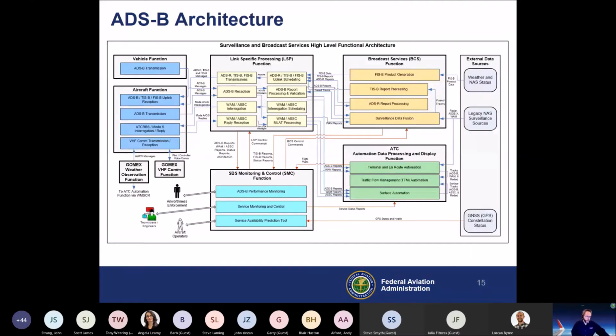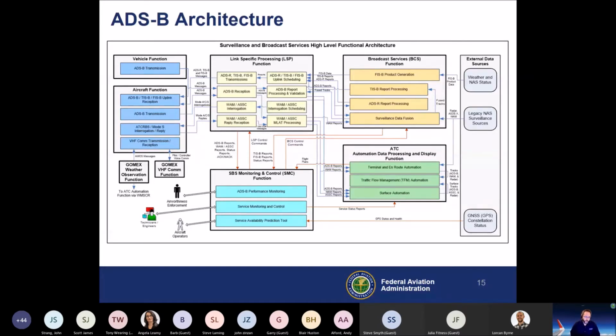All right, since this is not an engineering class and I don't intend to teach an entire wiring diagram on ADS-B, I just put this one in here to emphasize one point. It may not be obvious that what we don't do is just receive an ADS-B position report and feed that over to air traffic. We have a very complex system.